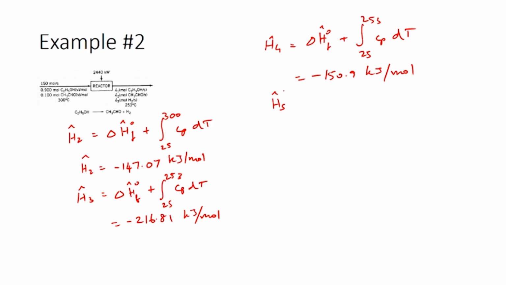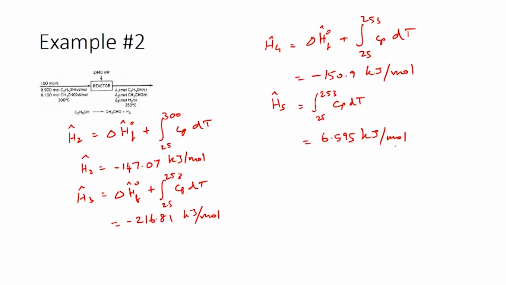Here hydrogen is an element, which means it would not have any heat of formation. So, the only process you have is heating the hydrogen gas at 25 degrees Celsius and 1 atmosphere, which is the reference state, to 253 degrees Celsius, which is the final condition. So, you would have this as integral 25 to 253 Cp dT, where Cp is the Cp of hydrogen gas. So, you can calculate this as 6.595 kilojoules per mole. So, now we have all the values for H1, H2, H3, H4 and H5.